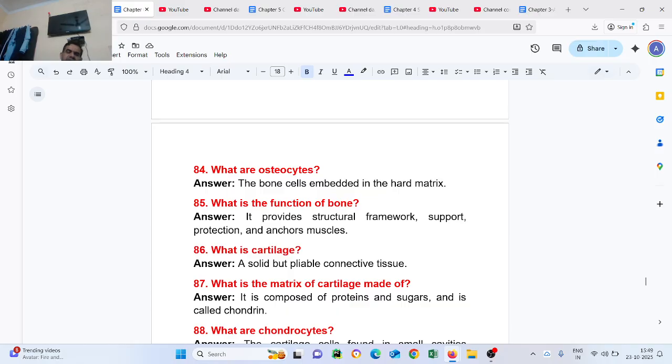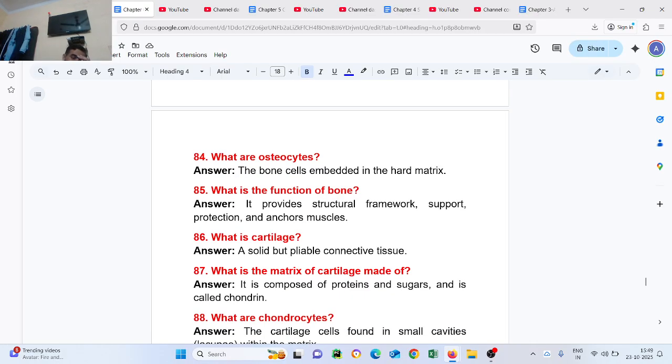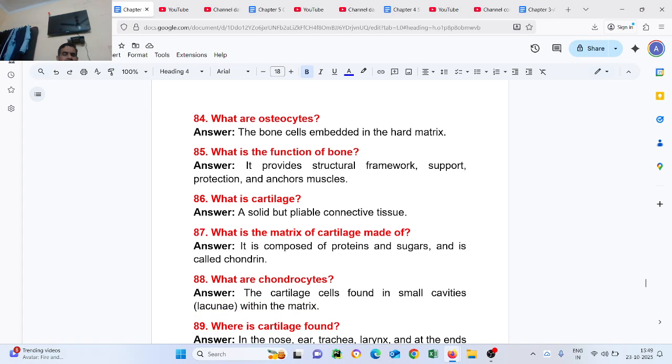Question number 87. What is the matrix of cartilage made of? Answer: it is composed of protein and sugars and it is called chondrin.